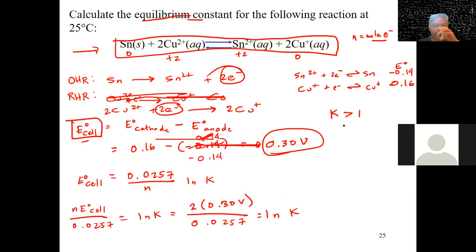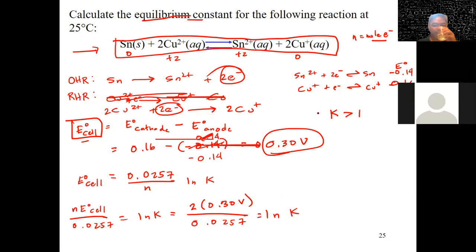Any question? So based on the value of our cell potential, which is positive, we can say that our K will be more than 1. So let's see. What's the value when we did the operation here? So 2 times 0.30 divided by 0.0257. So I get what? A 23?